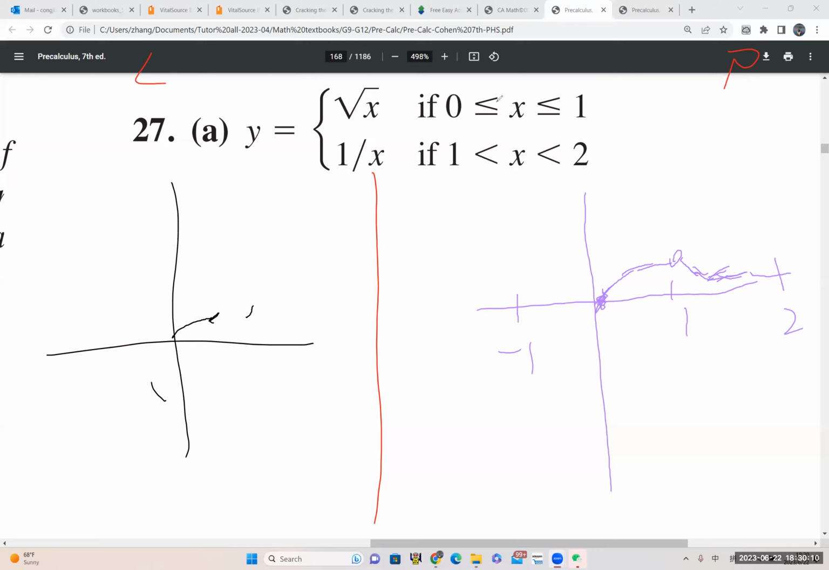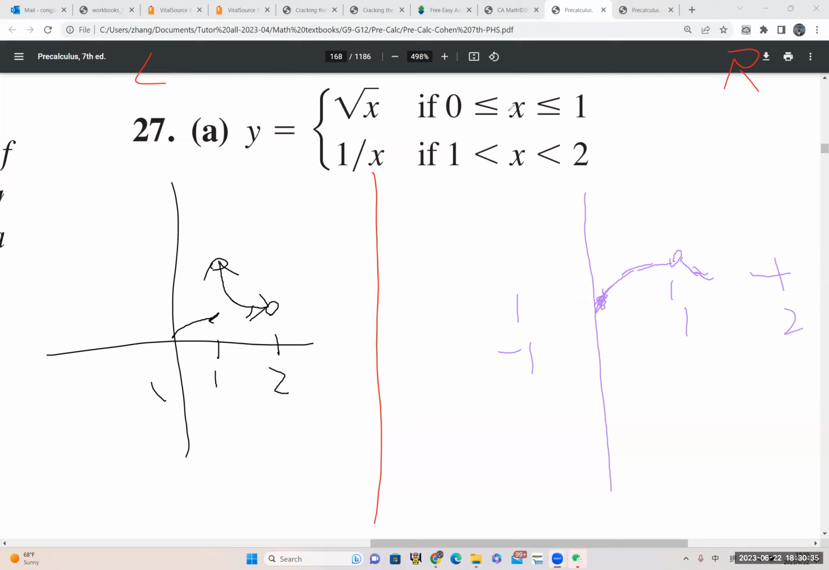Hey, what am I doing? What am I doing? Okay. I don't know how high it goes.